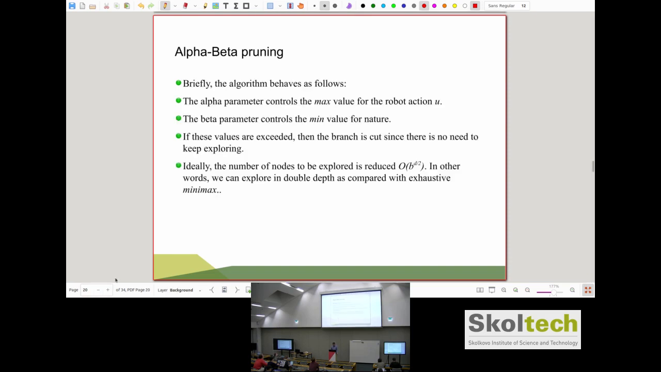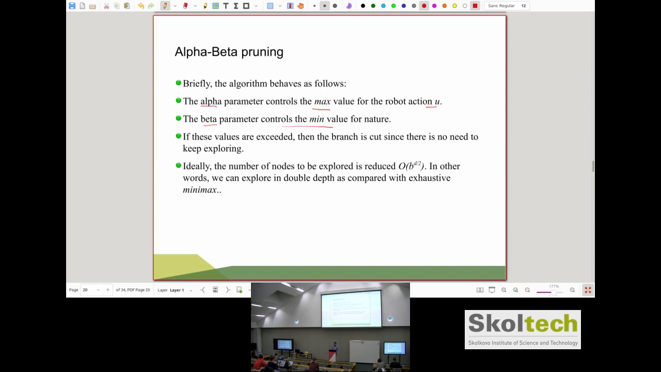How to summarize this, right? There's the alpha parameter that controls the max value. So this is what I was saying, one of the agents, right? And in this case, it is related to the action U. And the beta parameter controls the mean value for nature, okay? If these values are exceeded, then the branch is cut, and there's no need to keep exploring, right? So just a little more explanation.